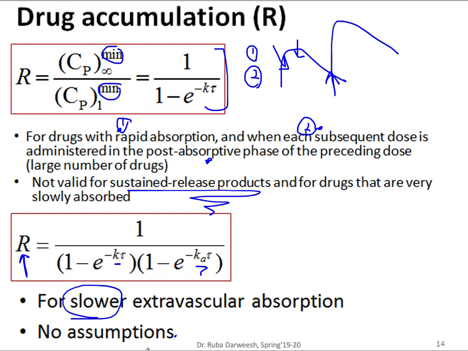Now, if I asked you to determine the accumulation for rapid absorption or under this assumption, you can use this. If not, and I asked you to do that either with no assumption, which is the general equation, or for slower absorption, such as a sustained release product, then you need to use this. Okay?